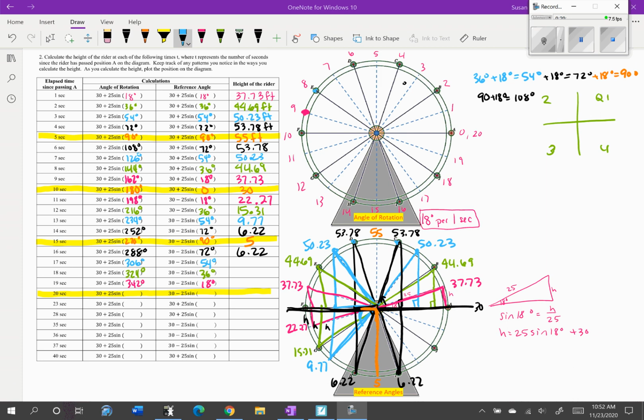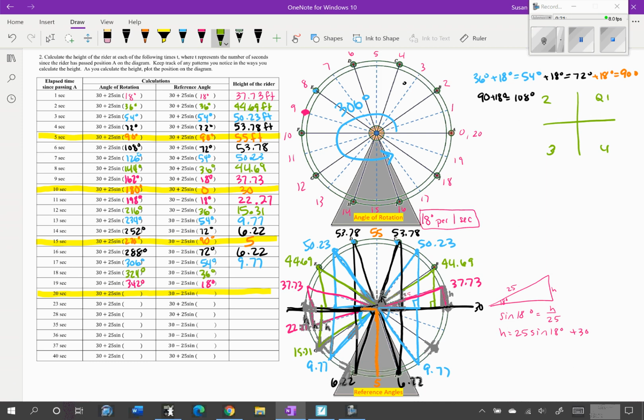And the next one, when we go to 17 seconds, that would start here and go all the way around here. That would be 306 degrees. And our reference triangle would be using this reference angle right here. And we know that should be 9.77. So if you double check by plugging in your calculator, you should get 9.77 feet off the ground.